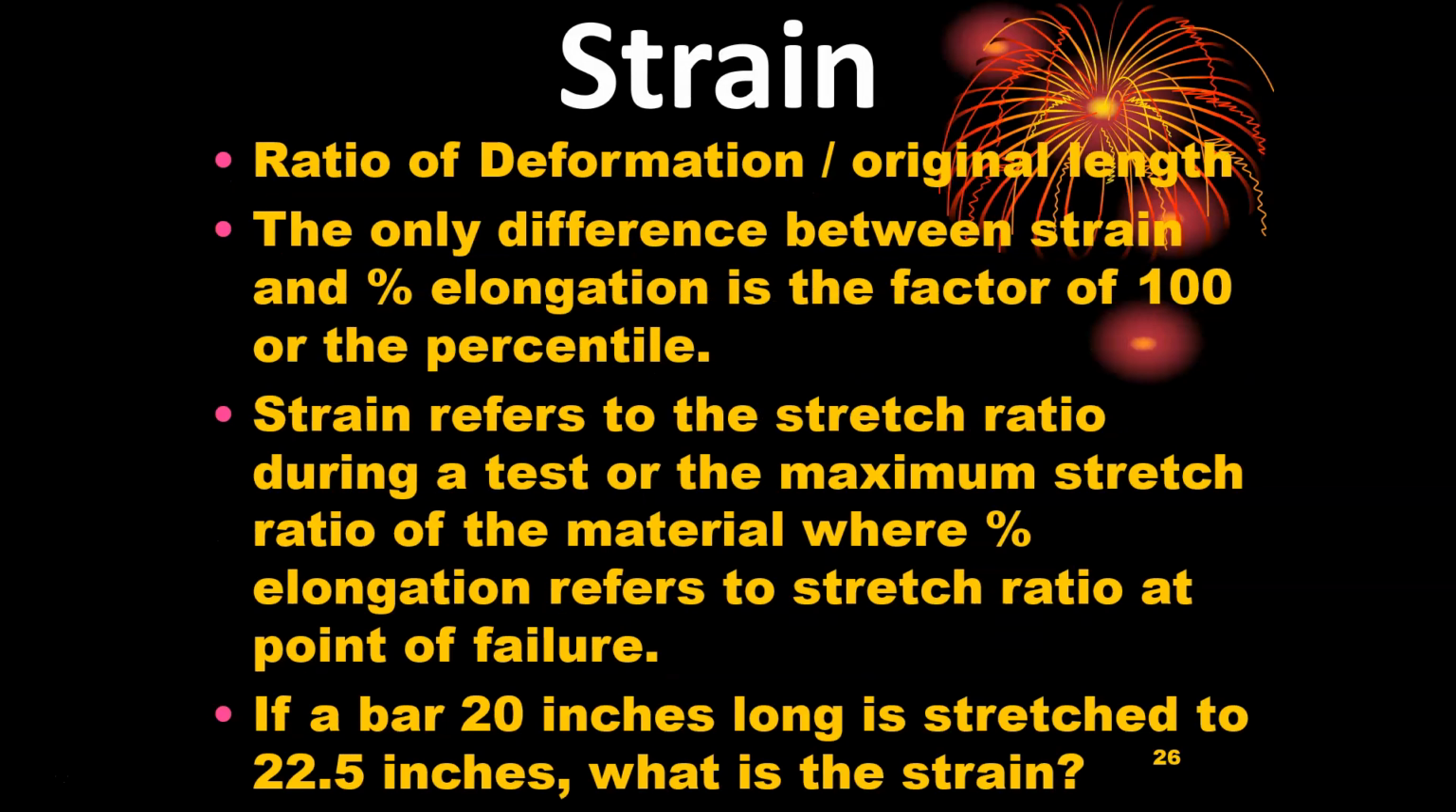If you didn't, strain. Strain is the ratio of deformation divided by the original length. 2.5 divided by 20, as in the previous slide, equals 0.125 inches per inch. It is the same formula as percent elongation without multiplying by 100%. So, what if a bar is 5 inches and it stretches to 6.5 inches during testing? What is the strain? The answer is 0.3 inches per inch. And again, if you don't get that, go back and rework that formula.